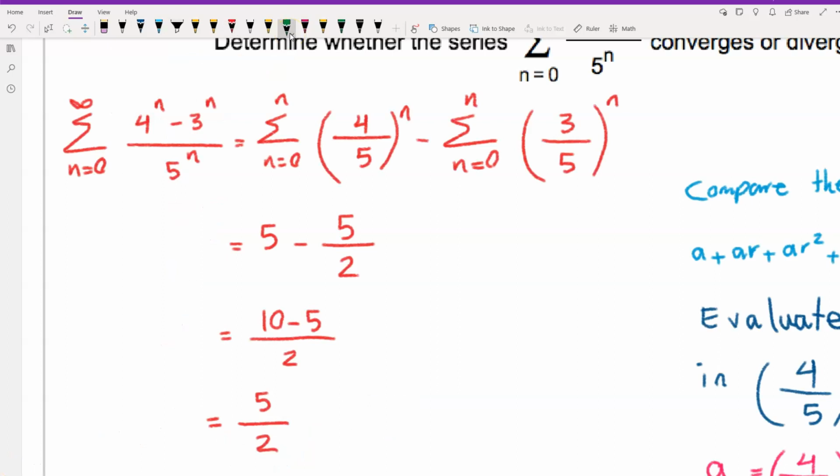So based on what we had for the first and second part, this is equal to the sum of 4 over 5 to the nth power, which is equal to 5. And then subtract what we have on the second part, the sum of 3 over 5 to the nth power, that is equal to 5 over 2. So simplify, the answer is 5 over 2 for the sum.